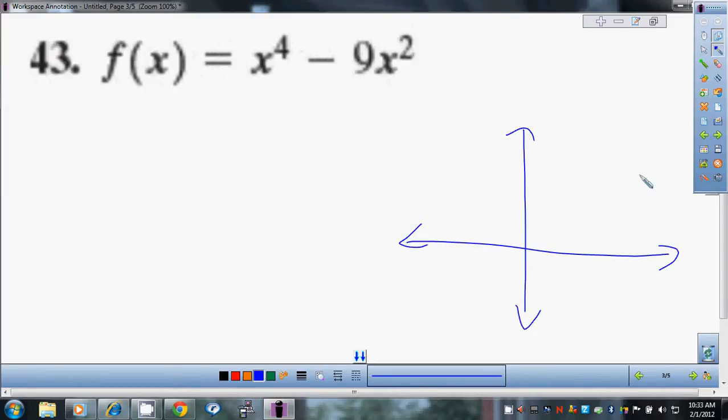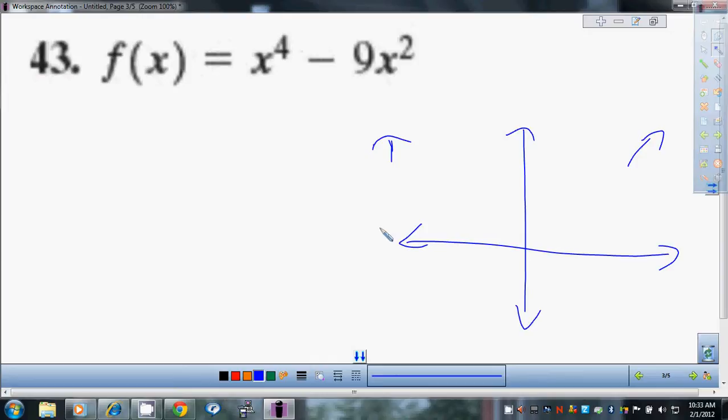Up, up, up, up. Now I also know it's going to be an even function, so I want this to look somewhat the same on either side of the y-axis. Again, it's just a sketch, so it doesn't have to be perfect. Okay, A part is done. We have our end behavior.